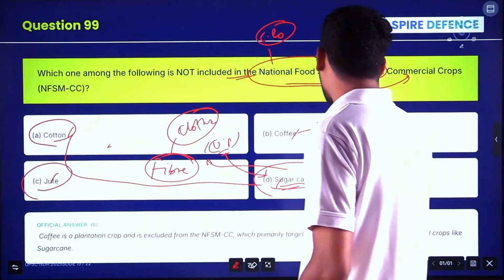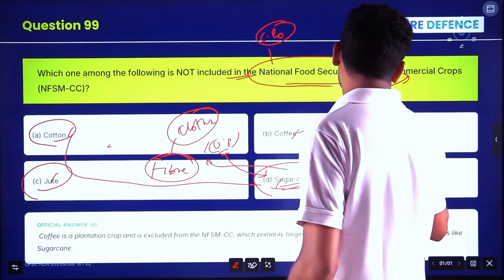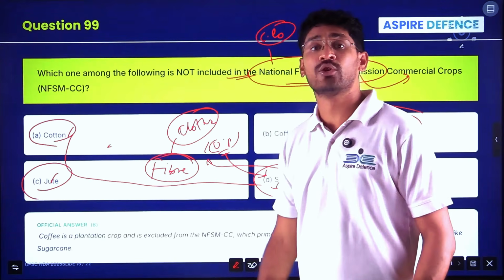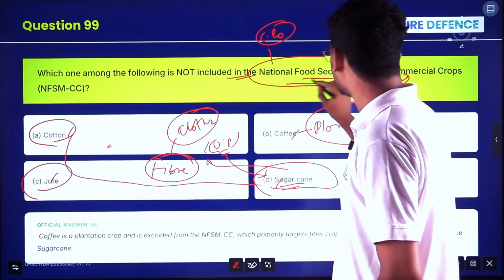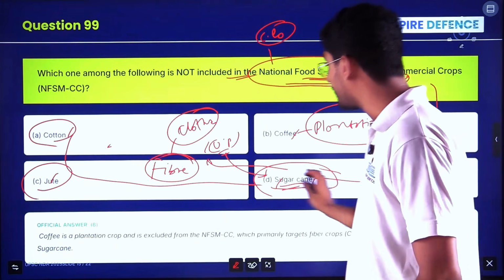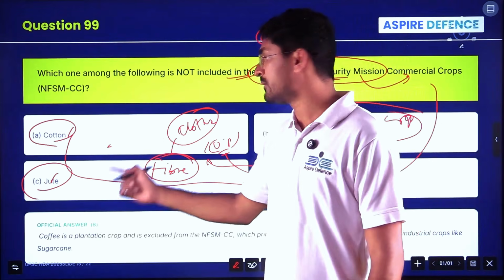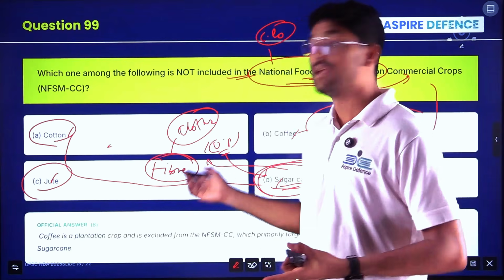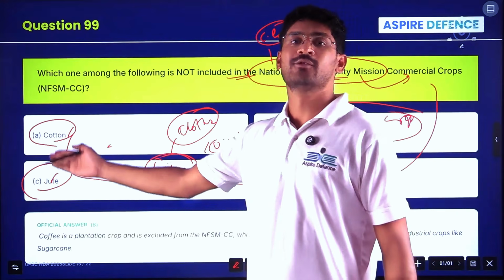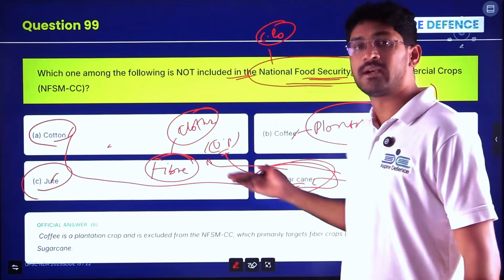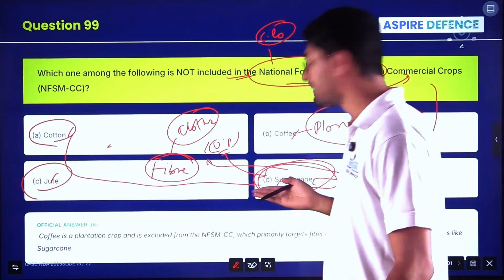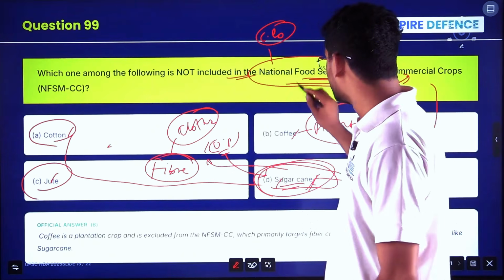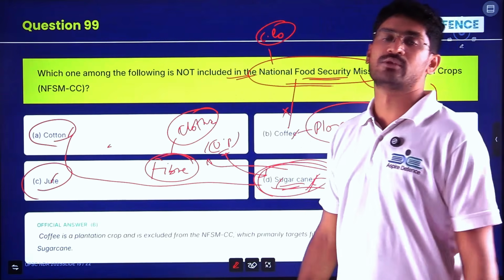But if you see, coffee is a plantation crop. Coffee, banana, even though they have a commercial value, are not included in food security. Commercial crop security includes cotton and jute, because many people are dependent on the textile. For the textile, you need fiber. Fiber is derived from jute and cotton. And one of the important crops where commercial farmers are dependent is sugarcane. Coffee is not so much, thus it is not included in the National Food Security Mission.